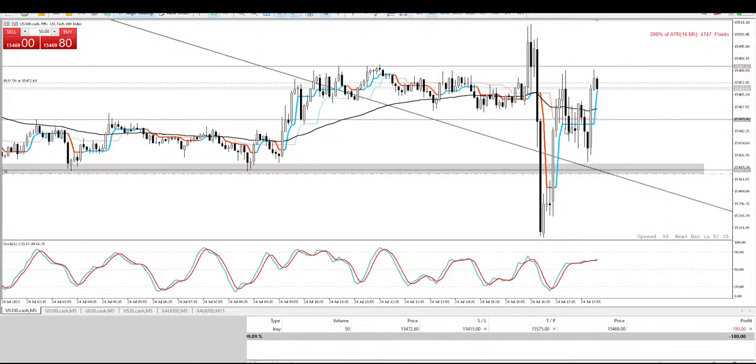I wanted to put a really safe stop loss on this one just because price has been so choppy.